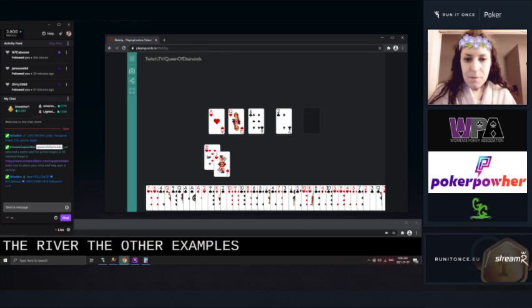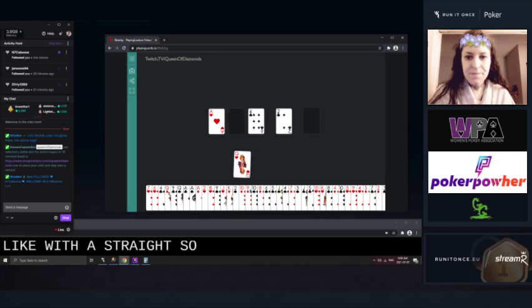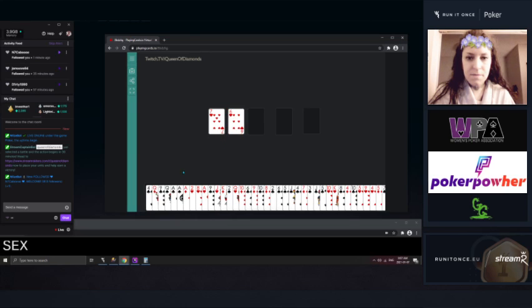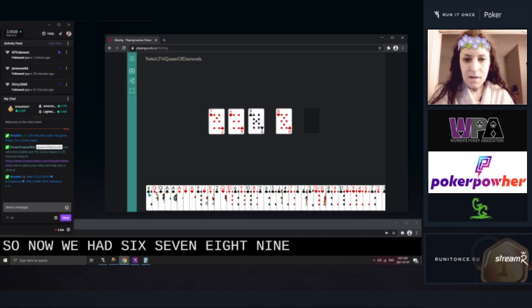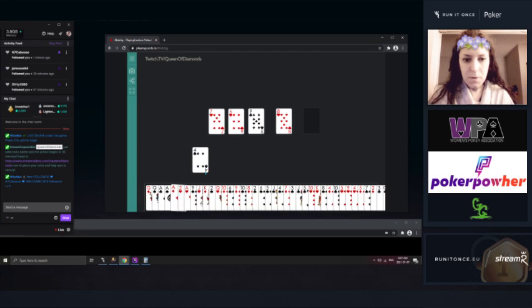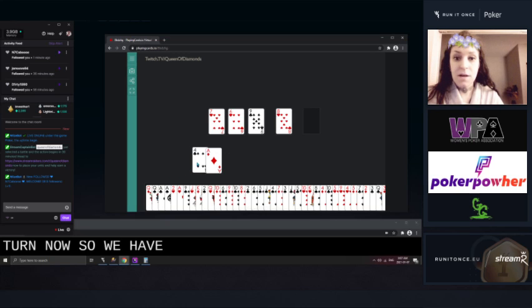The other example people often use is with a straight. So if we have 7, 6, 9, 8. So now we have 6, 7, 8, 9. And let's say we have ace, 4. So we're on the turn now. So remember that rule of 4 and 2. We need a 5 to get 6, 7, 8, 9.